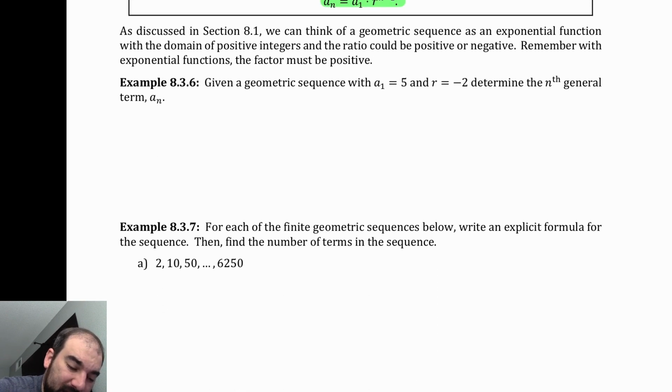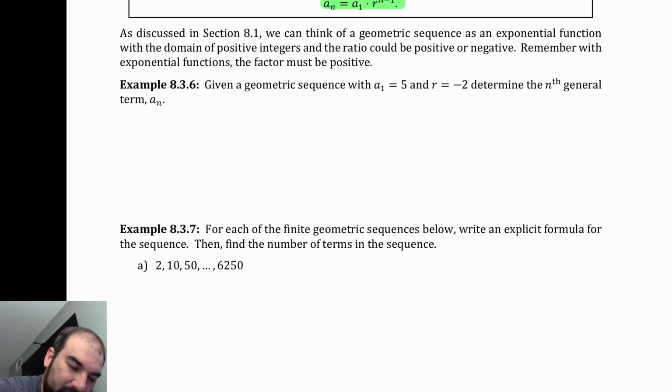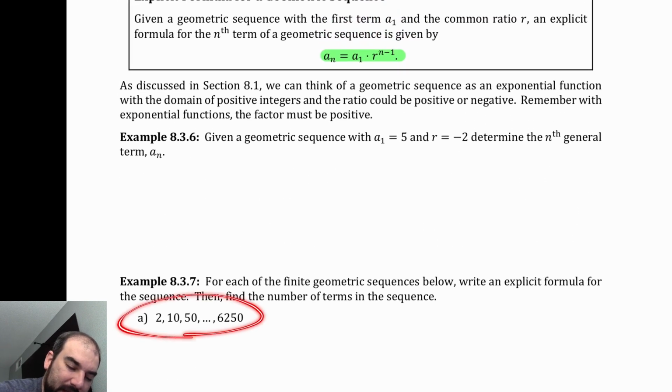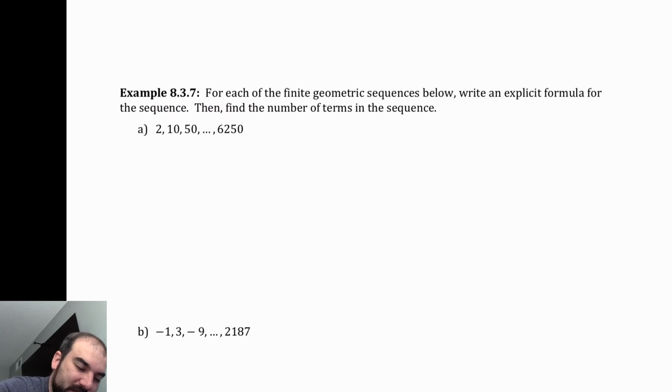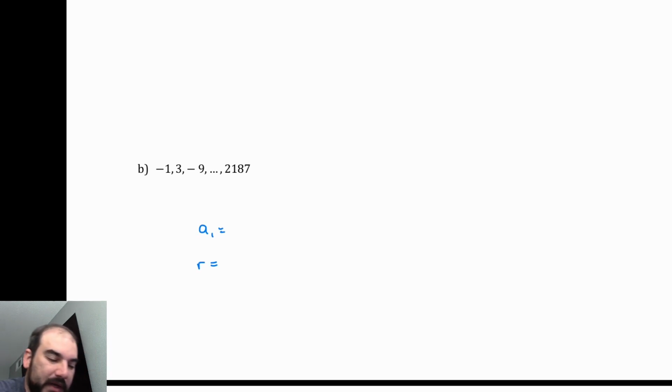So if I were to try to write the formula for any given geometric sequence, let me actually do part B here. So all we need to do is find A1 and R. Right? A1 is the first term. That's easy. That's -1 given to me.